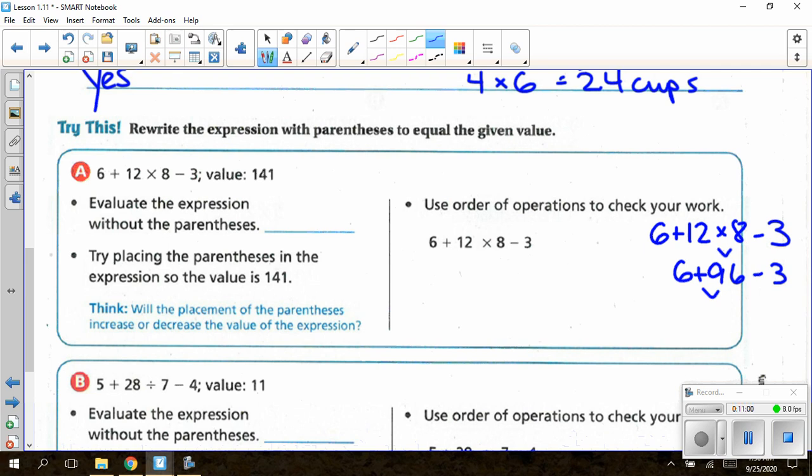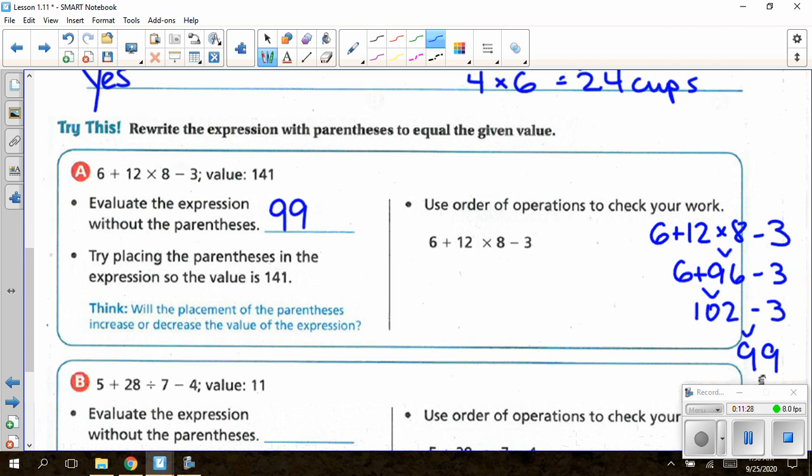So I do have my 96 plus 6, so I have to add that first. When I add that together, that gives me 102. And then minus 3. When I take 102 minus 3, I would have the answer of 99. So without the parentheses, the value of that expression is 99.